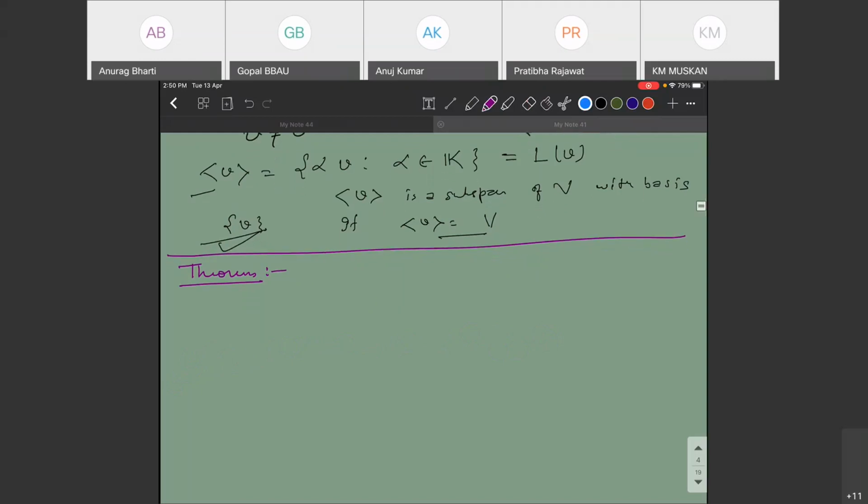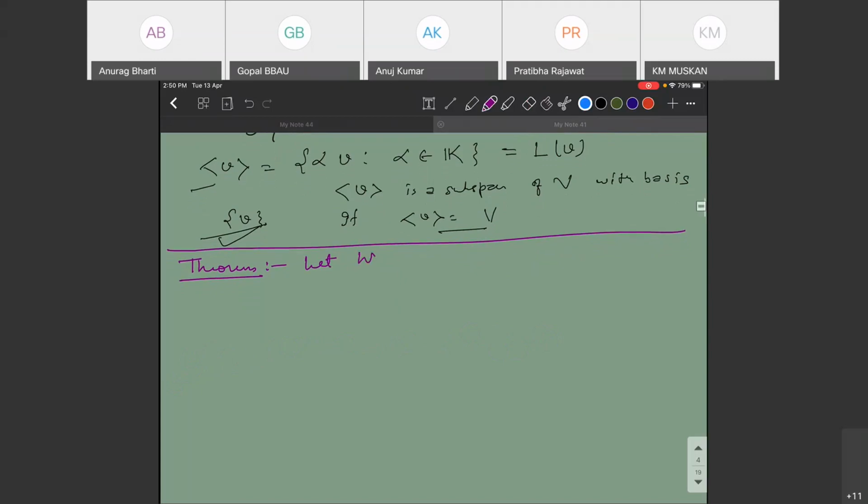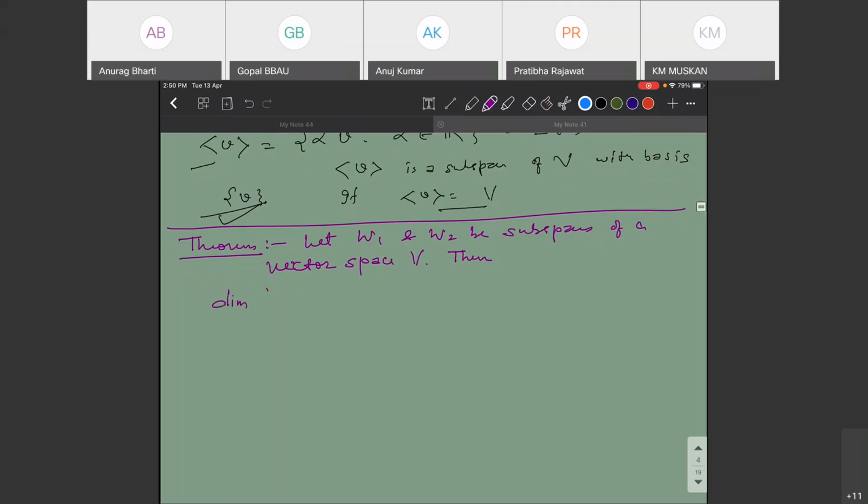So here is the theorem. Let W1 and W2 be subspaces of a vector space V. Then there is a very nice relationship between the dimension of W1 plus W2 and the dimensions of W1 and W2. The dimension of W1 plus W2 is equal to the dimension of W1 plus the dimension of W2 minus the dimension of W1 intersection W2.